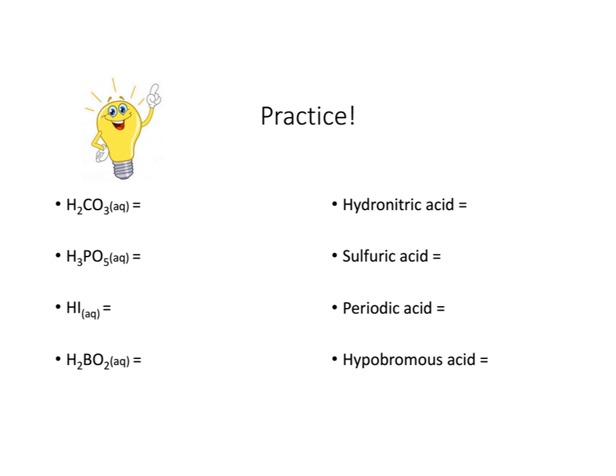So H2CO3, if we're to name it as an ionic compound, is hydrogen carbonate. So ate changes to ic. So this is carbonic acid. Next, we have H3PO5. If we're to name it as an ionic compound, it becomes hydrogen perphosphate. So ate, right, becomes ic. So this is perphosphoric acid.